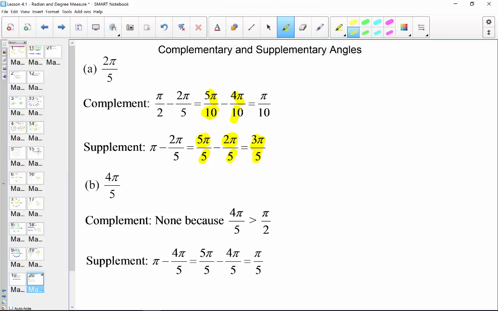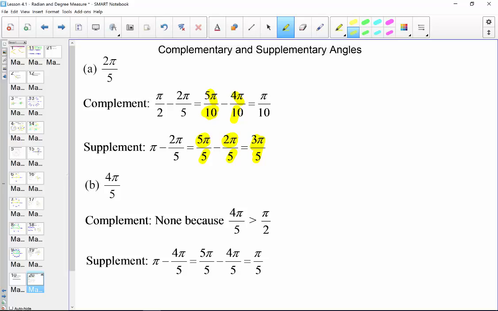Let's look at one more problem. 4 pi over 5. We want to find the complement, so we need another angle that when we add it to 4 pi over 5, we get pi over 2. But that's not possible because 4 pi over 5 is greater than pi over 2. Therefore, there is no complementary angle. However, we do have a supplementary angle.